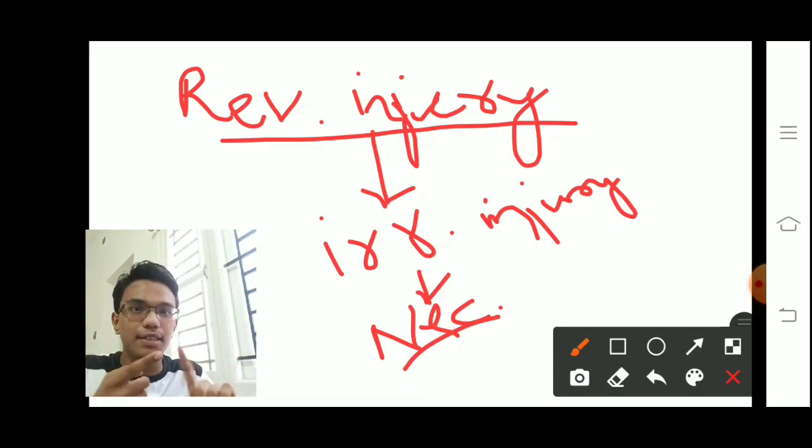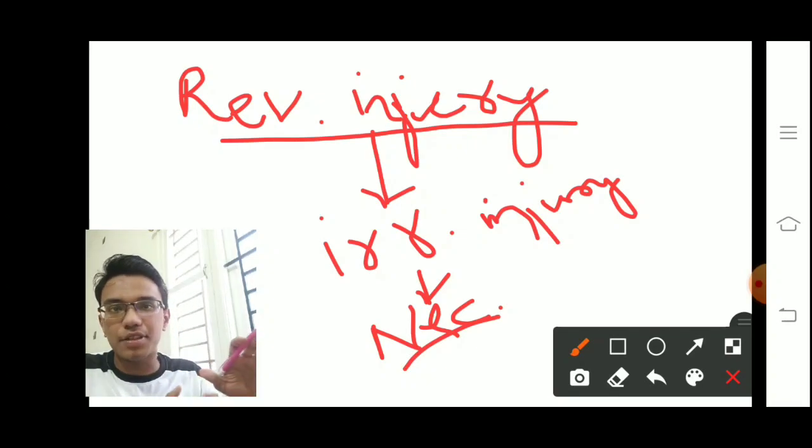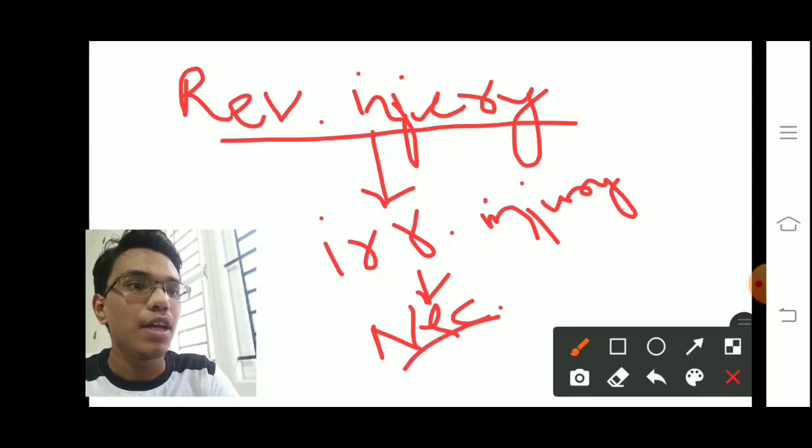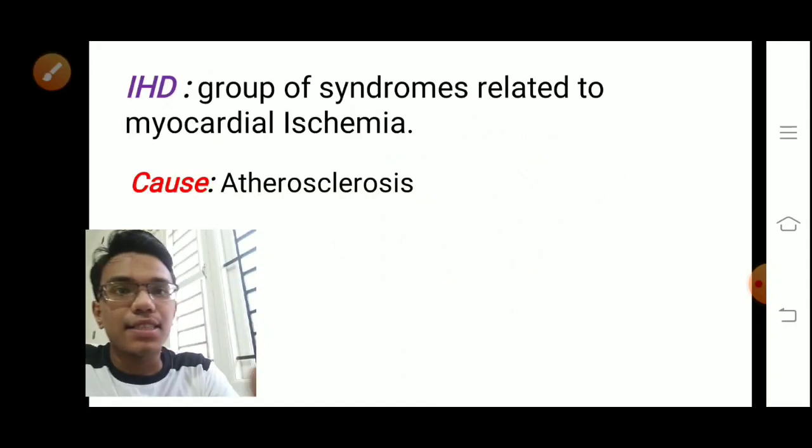Okay, so I had connected this pathology with biochemistry. You should know this point. We know what is glycolysis, everything. We know what is infarction. We have to just connect or collaborate one subject with another subject to gain proper understanding. Okay, so let's now go to our topic proper, that is ischemic heart disease.